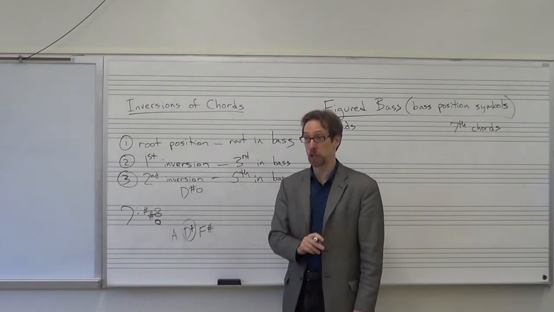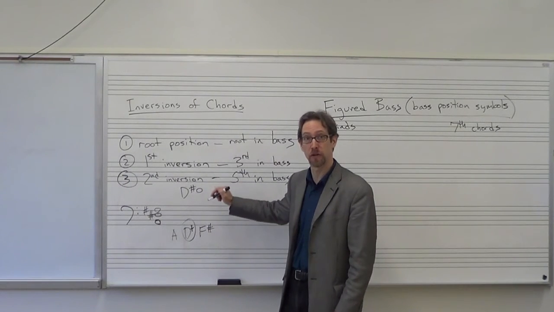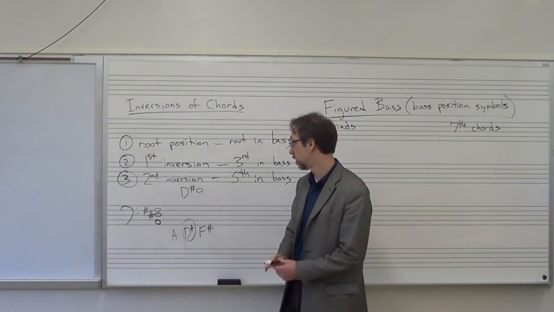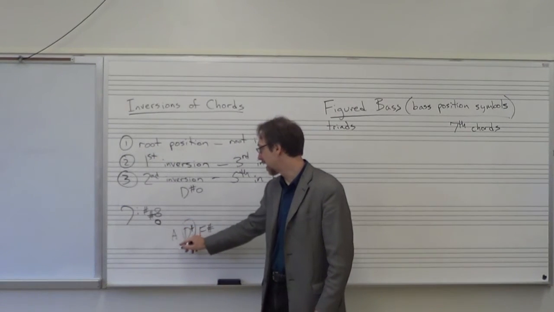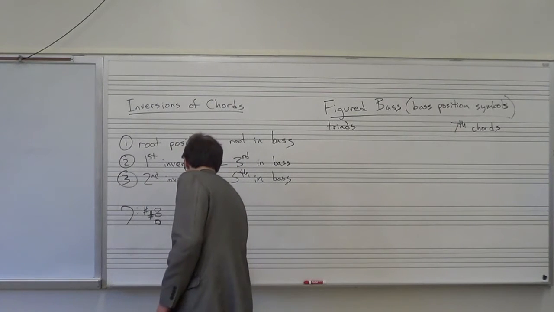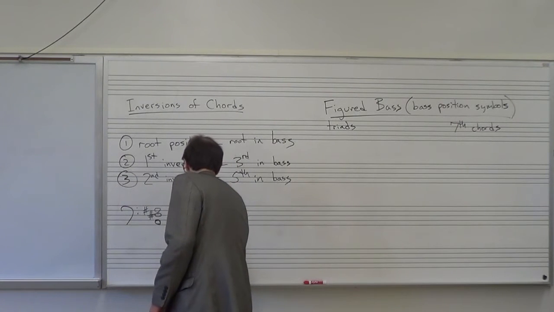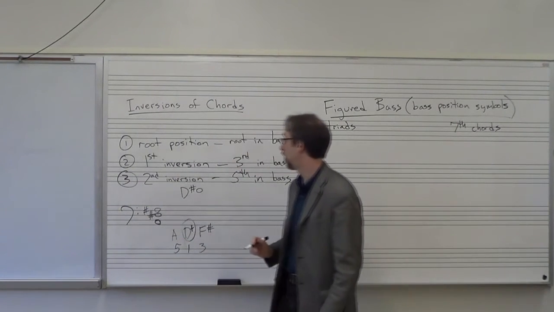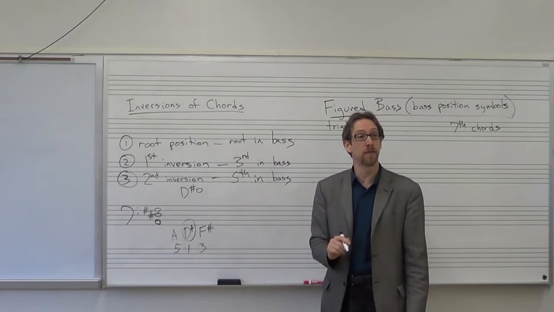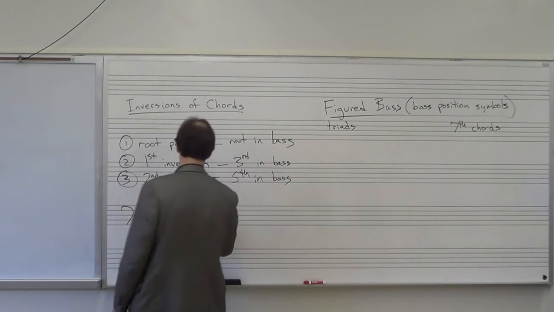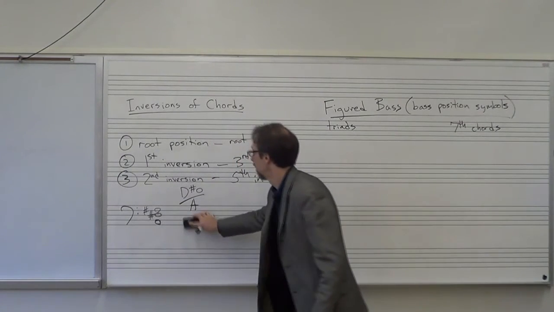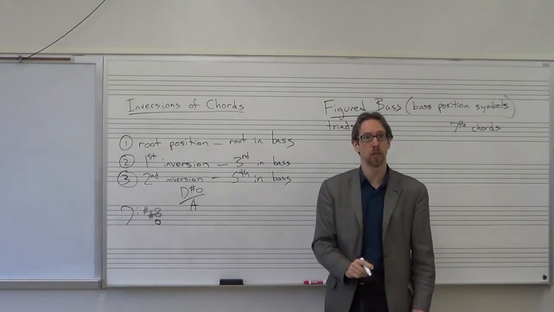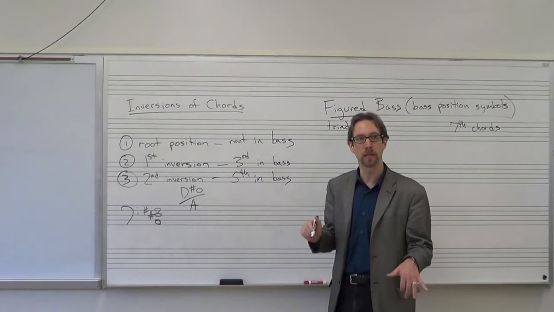It's not in root position, so I can't just write a D sharp with a circle to indicate that as my lead sheet symbol. I then have to say, well, what's in the bass? The answer is an A. A is the fifth of the chord, because D sharp's the root, F sharp is the third, and A is the fifth. That means it is a second inversion triad. I would indicate that lead sheet symbol-wise by just putting the slash and then the A. So D sharp diminished over A in the bass.